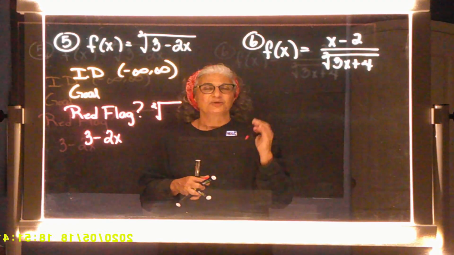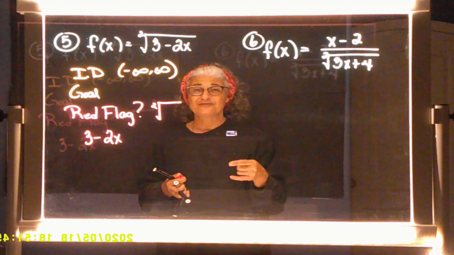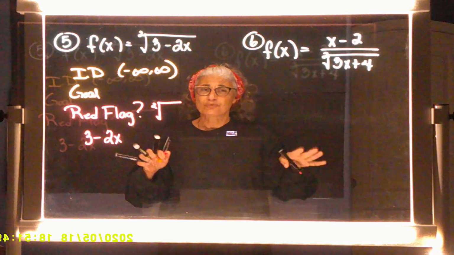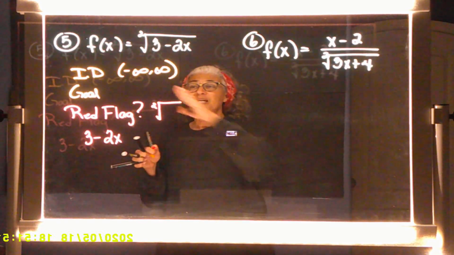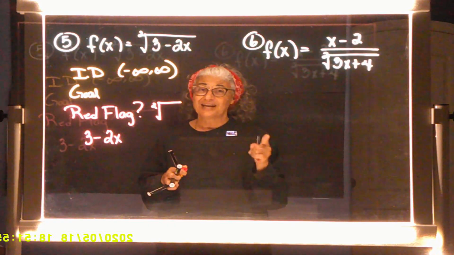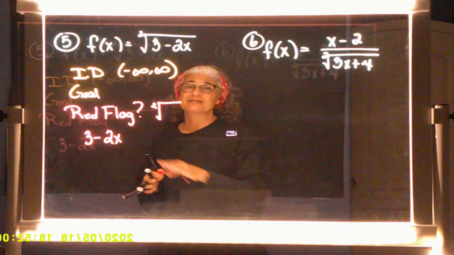Yeah, positive. Because if I try to take the square root of a negative number, I end up in the imaginary world. I don't want to be there. I want to stay in my real world because my real world is from negative infinity to positive infinity. Got it? That's why we don't want an imaginary number. That's why we need to make sure this thing is positive.